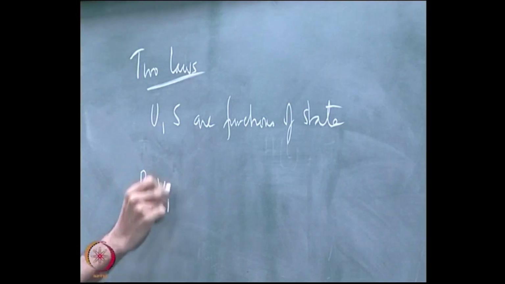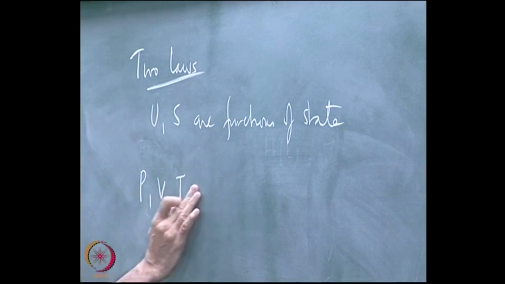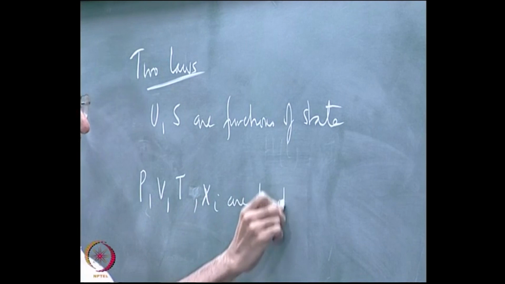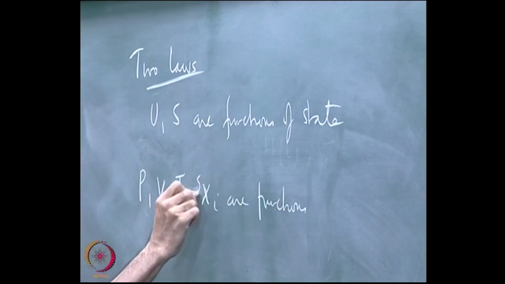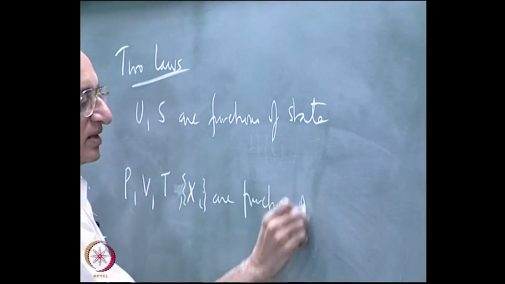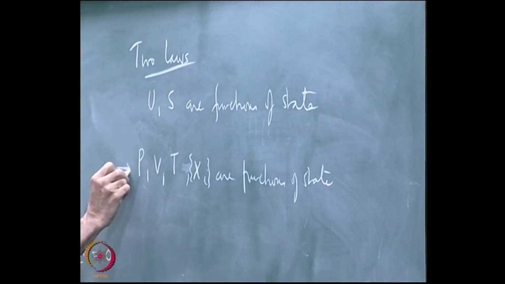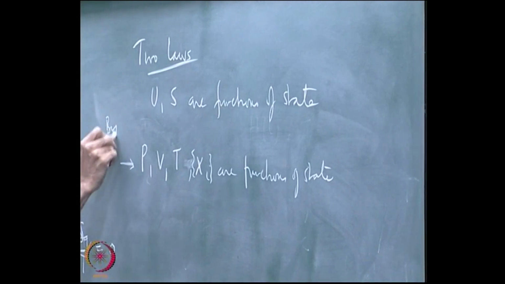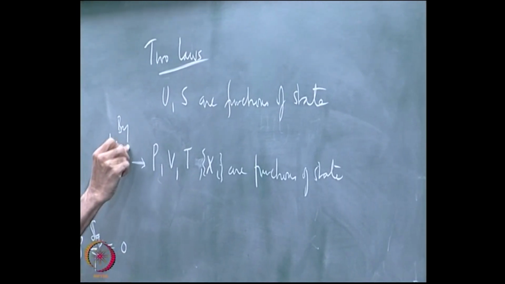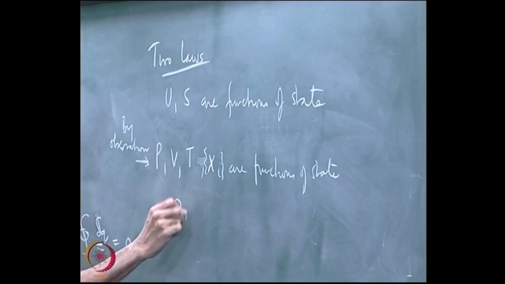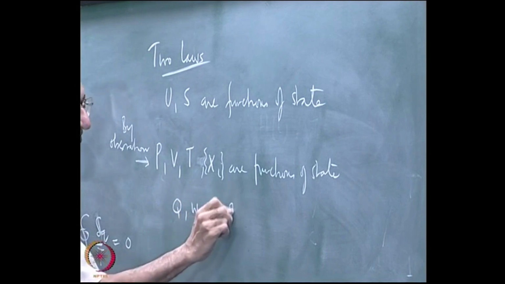You already know some functions of state, that is, these are known to be functions of state. Composition are functions of state. This is mole fraction, I will say the set of compositions are functions of state. This is known by observation. These are known to be functions of state. By observation you know that Q and W are not functions of state.